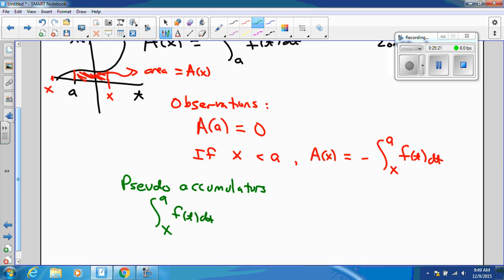Instead of having a fixed point a and integrating out to x, I am integrating backwards from the fixed point a back to x. But I can turn that into an accumulator function pretty quickly, just using my integral properties, right?